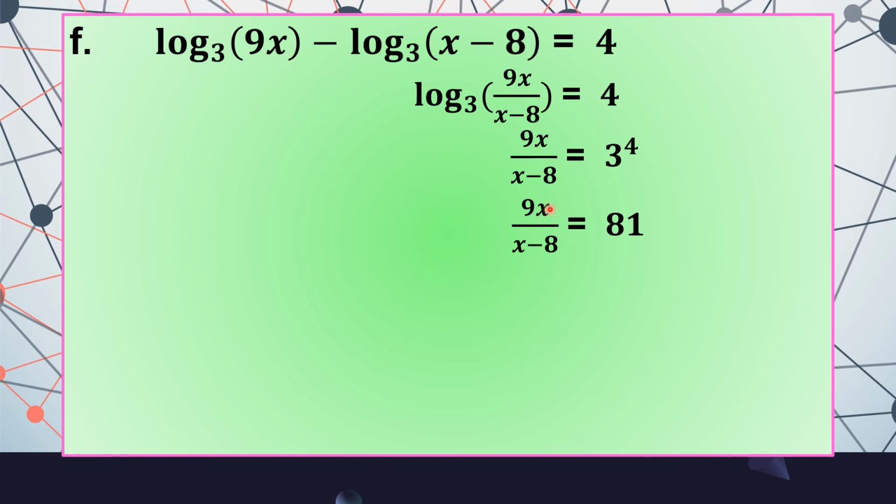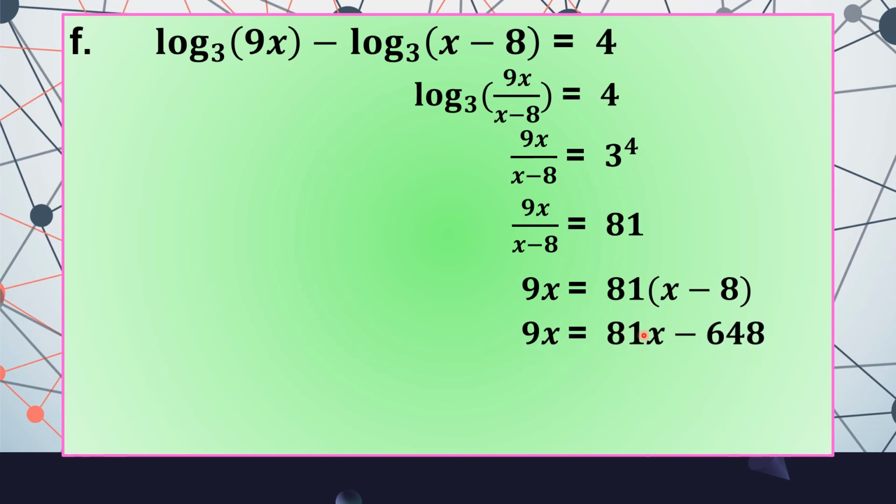let's use cross multiplication. 9x times 1 is 9x. Then, 81 times x minus 8. I cross multiply. So we have now 9x equals 81 times the quantity x minus 8. Simplifying this, we have 81 times x is 81x. 81 times negative 8 is negative 648.